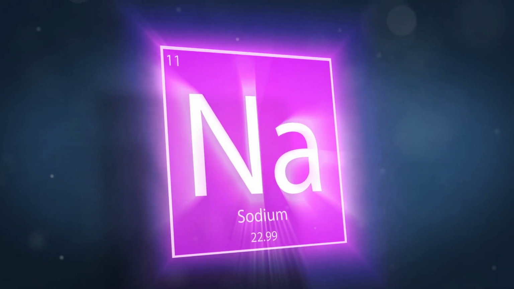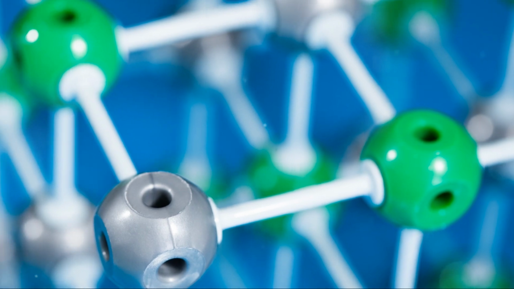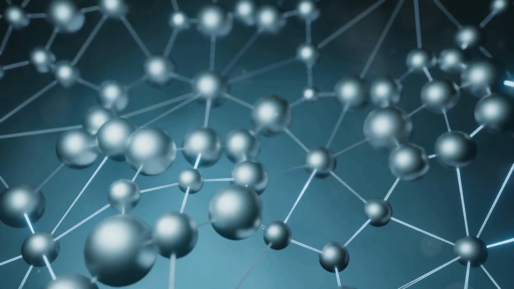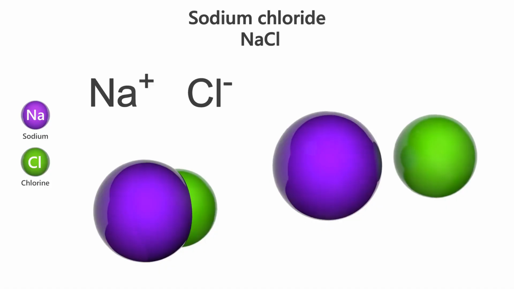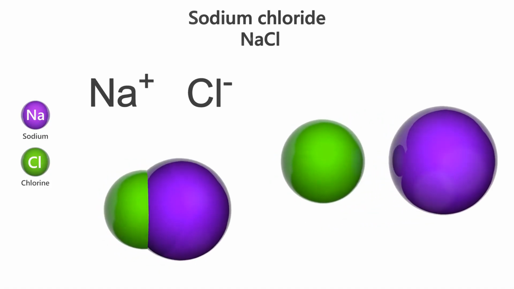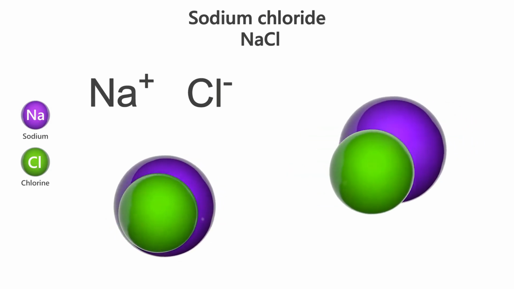Imagine sodium and chlorine atoms. Sodium, like all metals, loses its outer or valence electron during a chemical reaction. It is therefore oxidized to a positive ion. The chlorine atom, as with all nonmetals, gains the electron from sodium and is reduced to a negatively charged ion.